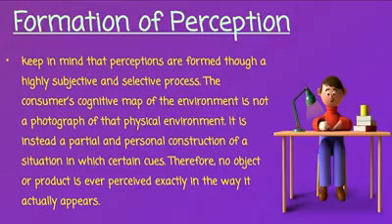Next is formation of perception. Keep in mind that perceptions are formed through a highly subjective and selective process. The consumer's cognitive map of the environment is not a photograph of that physical environment. It is instead a partial and personal construction of a situation in which certain cues are emphasized. Therefore, no object or product is ever perceived exactly in the way it actually appears.